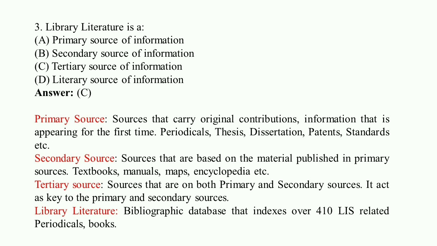Library literature is one kind of tertiary source of information. What is library literature? It is a bibliographic database. This database is based on library and information science related books and periodicals. If we want to know about a particular book of library and information science, we can search this database, and from this database we will get that particular book. It is library literature, and it is also a tertiary source of information.